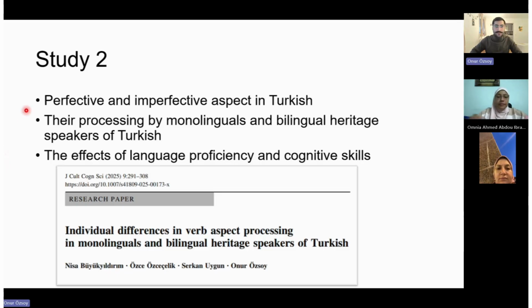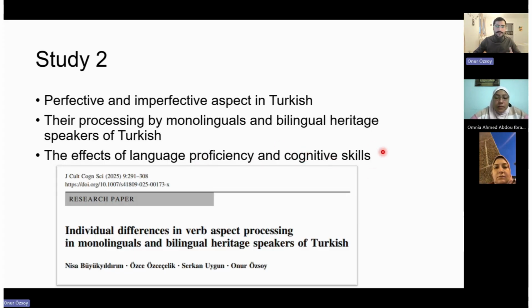So the second study is again on the grammatical level, comparing perfective and imperfective aspect in Turkish. And I believe Arabic also has grammatical aspect. So you can think about how you would conduct a study in Arabic, and we can also discuss this a little bit. So again, we have a monolingual and a bilingual group, not to compare them, but because we're interested in how each of these groups processes this phenomenon, because there is actually no previous study. And this time we have individual difference factors such as language proficiency. So we did some proficiency tests in Turkish and cognitive skills.